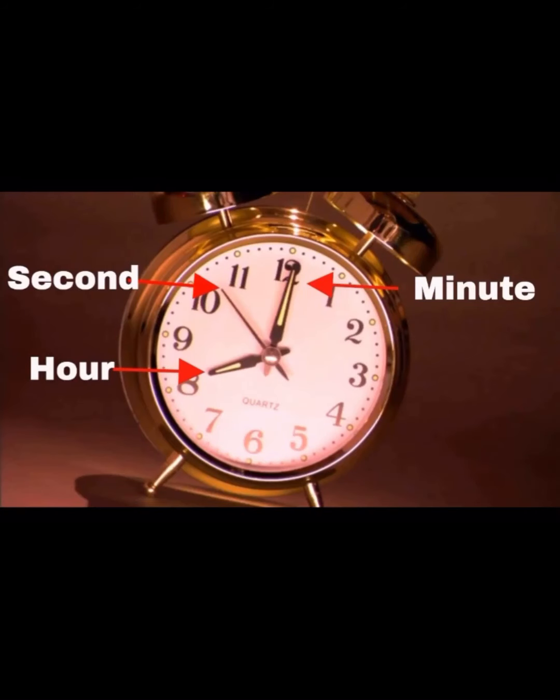So, I have three hands. The hour hand, that is the slowest and the shortest. The minute hand, that is the longer one and takes 60 minutes to complete one round. And yes, the fastest hand, that is the second hand, which takes 60 seconds to complete 1 minute.